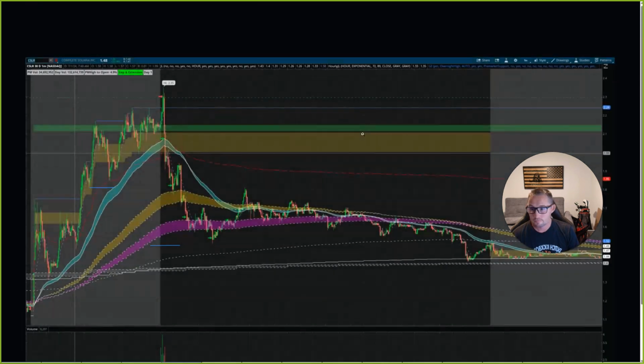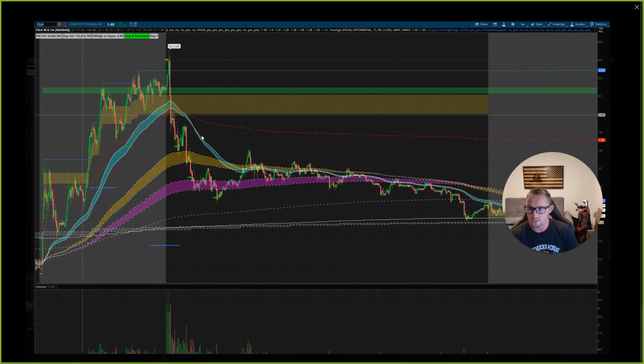So here is a couple of different examples. I'm gonna see if I can zoom in on this. Bear with me, I'm still getting used to this.